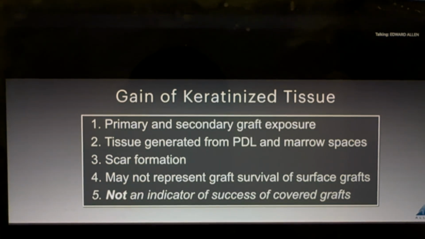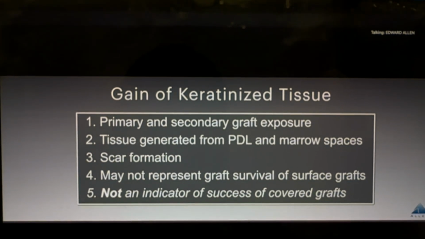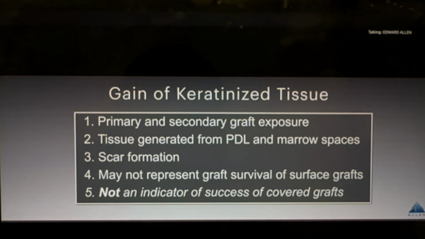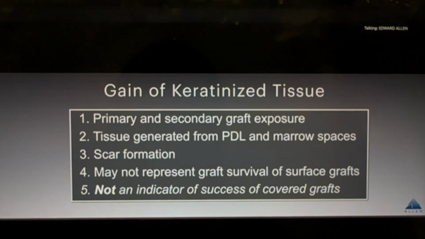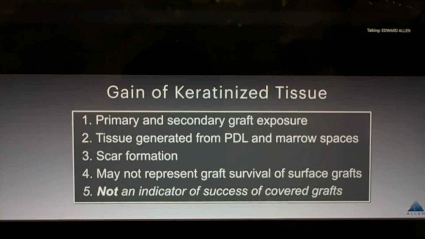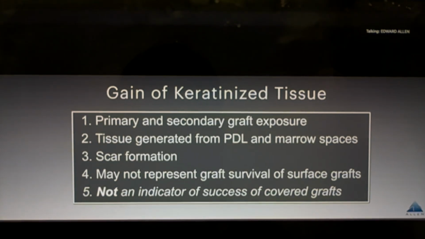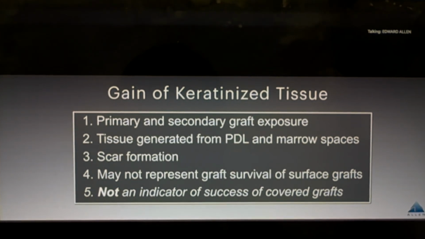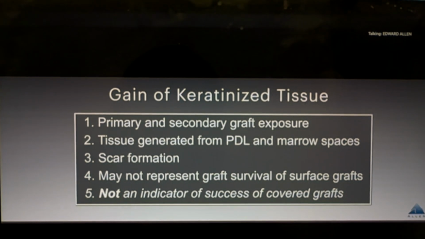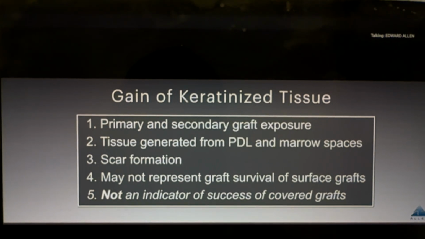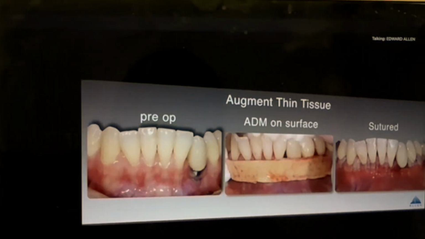And so keratinized tissue is simply primary and secondary graft exposure. What you leave exposed, what becomes exposed from retraction of the flap, or it might be tissue that comes from the PDL and marrow spaces, it might not be from the graft at all. It also can be scar formation. So a lot of times you see publications say, look at the gain of keratinized tissue, and I say, look at the scar. And it's certainly not useful for covered grafts, for bilaminar technique.